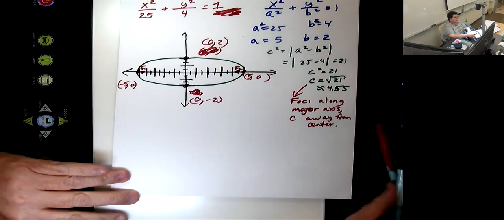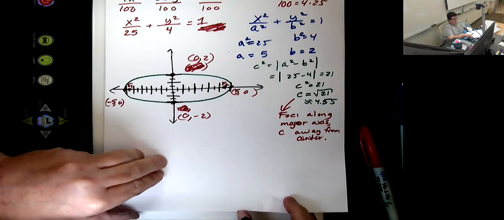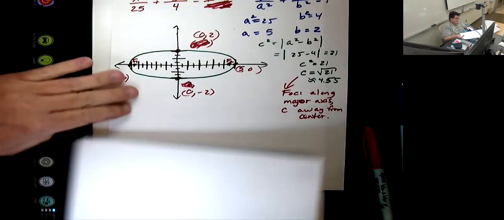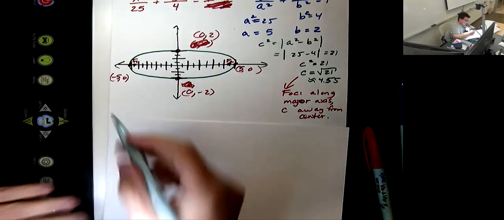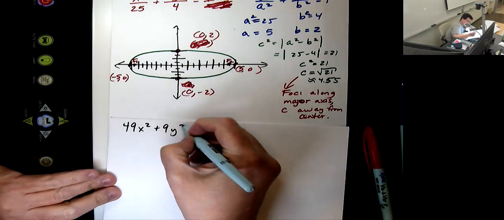You guys ready to try one? I see y'all still writing. When you are, your next one will be 49x squared plus 9y squared equals 441.